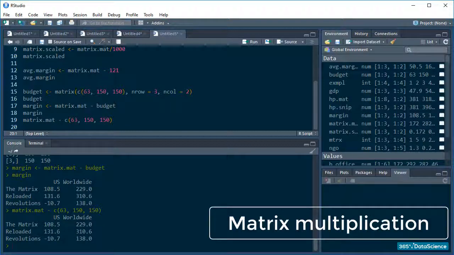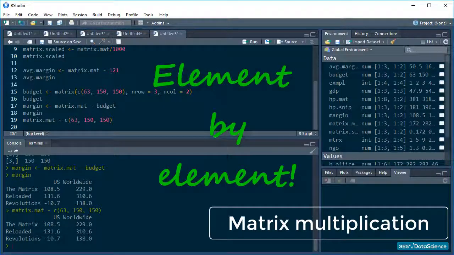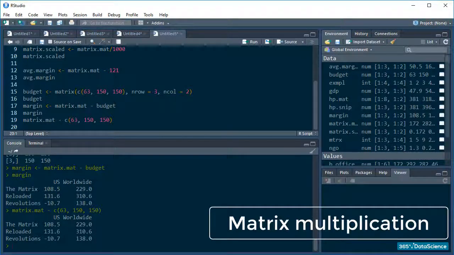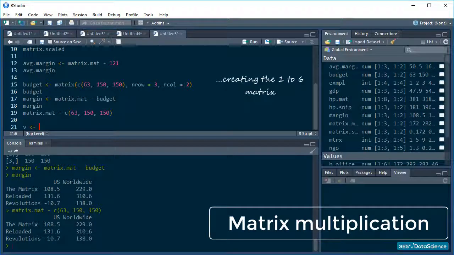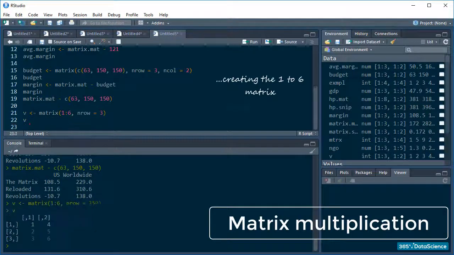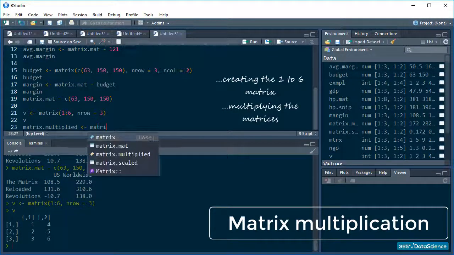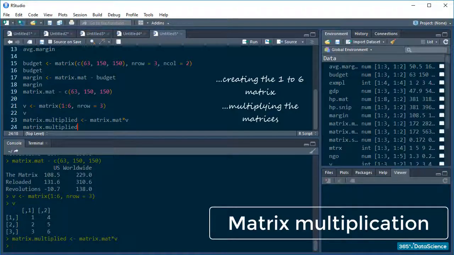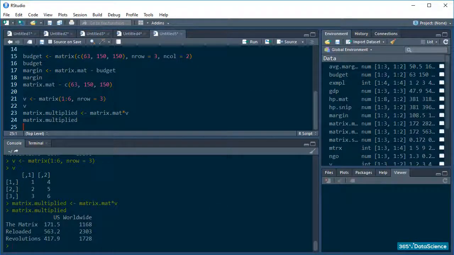If you have been paying attention to everything we've said so far, it will be painfully obvious to you that when you multiply two matrices together, the operations will happen how? Element by element. Good. Let's have a quick look. I will multiply the box office gross for the franchise by a 3x2 matrix storing the numbers from 1 to 6. It works just like expected.